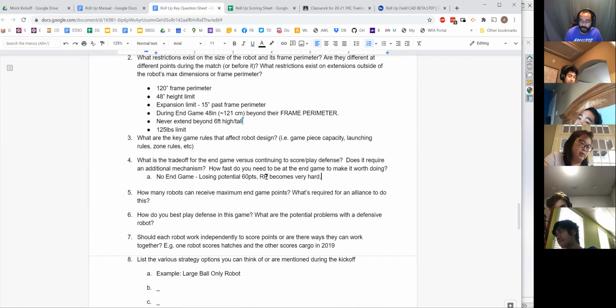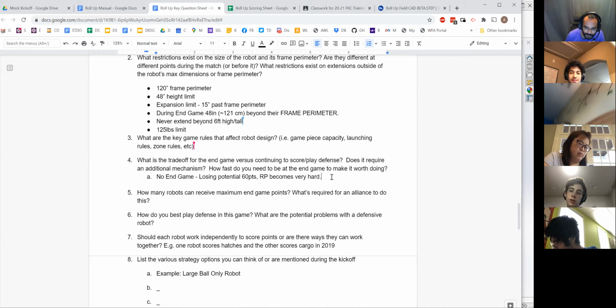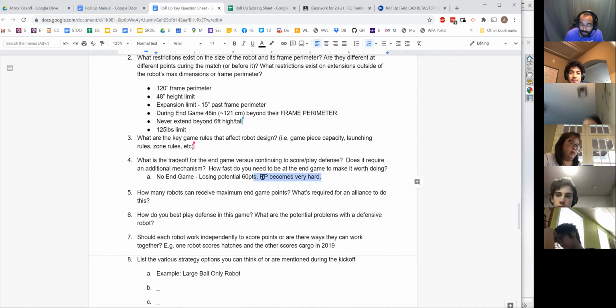Very hard, right? So potential 60 points for not doing end game, but also there's potentially a very fast 10 points that we could get, right? Like that low park is just sending it towards the goal at the end of the match and assuming it rolls up somewhere close. So it may only be 50 points, but the RP becomes a lot harder.